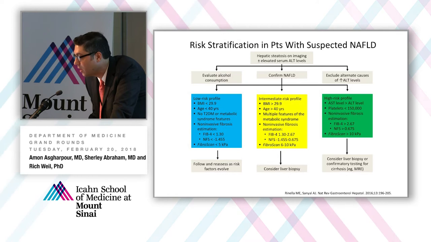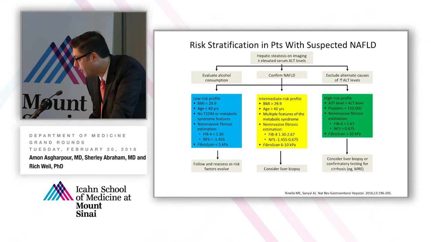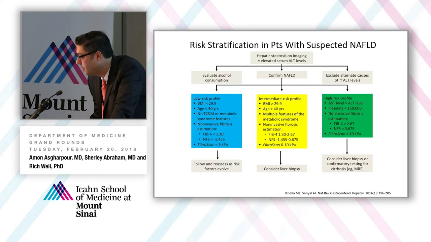Younger patients, patients who don't have type 2 diabetes or features of the metabolic syndrome, and low scores on the FIB-4, NAFLD fibrosis score, or FibroScan. These are people you can kind of just follow and then think about reevaluating in a year, or if they start to gain features of metabolic syndrome or other risk factors. Then folks who are in the intermediate range, so they're obese, over the age of 40, have features, their scores are kind of in the middle as well. Those are folks who should probably have a liver biopsy to really understand their prognosis and to see if we can get them into clinical trials.